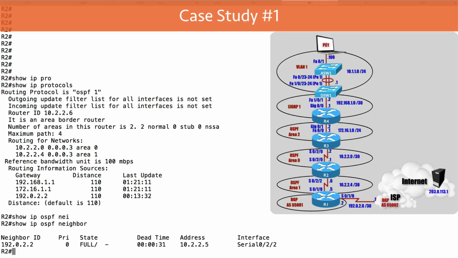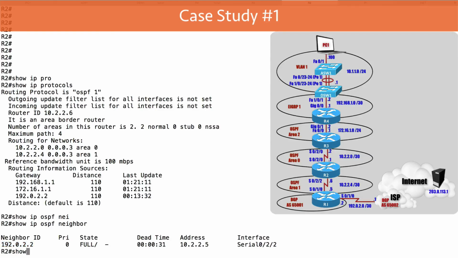I've established a neighborship with R1, 192.0.2.2. That's the router ID being used by R1, but I've not established an OSPF neighborship with R3. Interesting. Well, now that we know we're troubleshooting an OSPF neighborship issue, let's take a look at the OSPF interface configuration, remembering our discussion of things that need to match up in order for a neighborship to form.